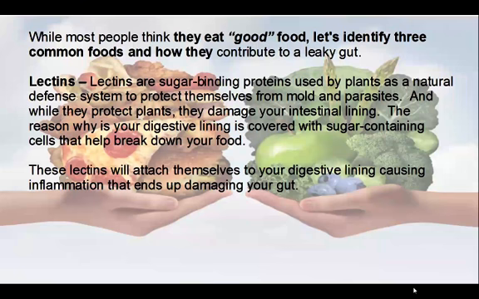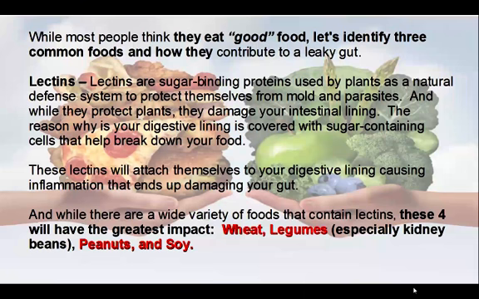These lectins will attach themselves to your digestive lining, causing inflammation that ends up damaging your gut. And while there are a wide variety of foods that contain lectins, these 4 will have the greatest impact: wheat, legumes, especially kidney beans, peanuts, and soy.